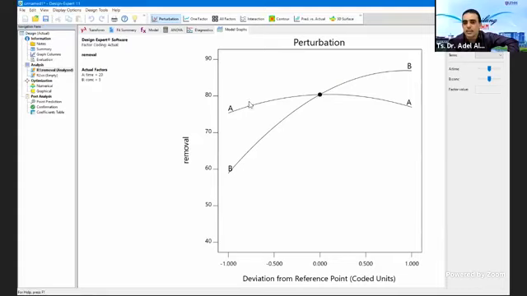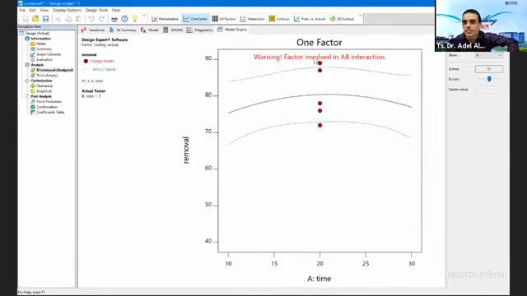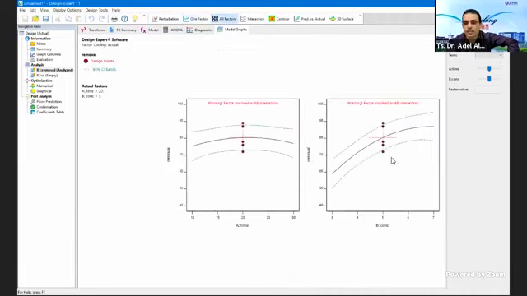Yes, there is interaction between A and B. Sometimes there is more than one interaction. I can see also one factor is something like that. All the factors are something like that. We use all of these figures in some of our papers.